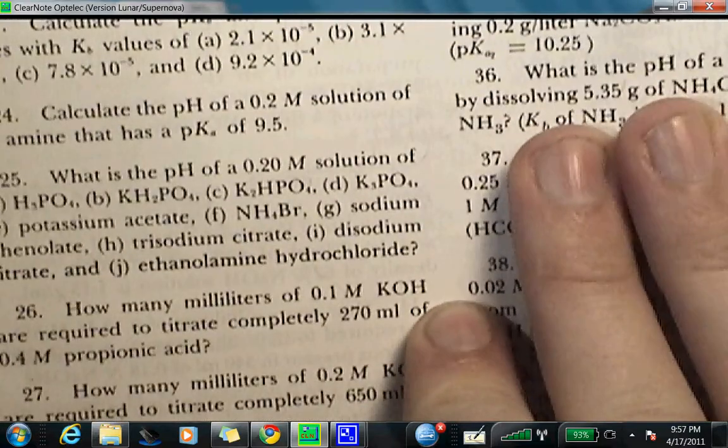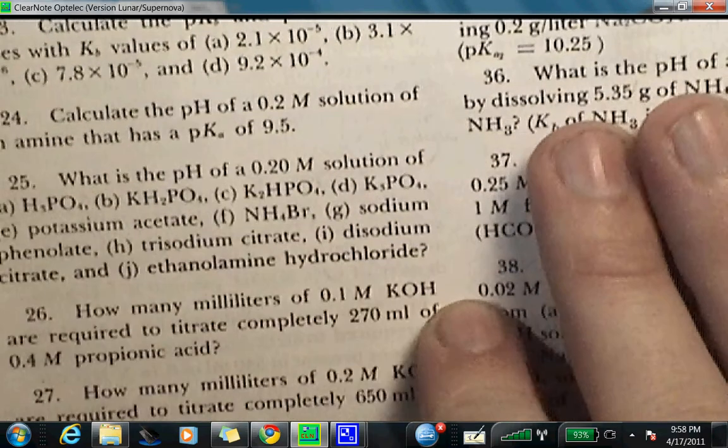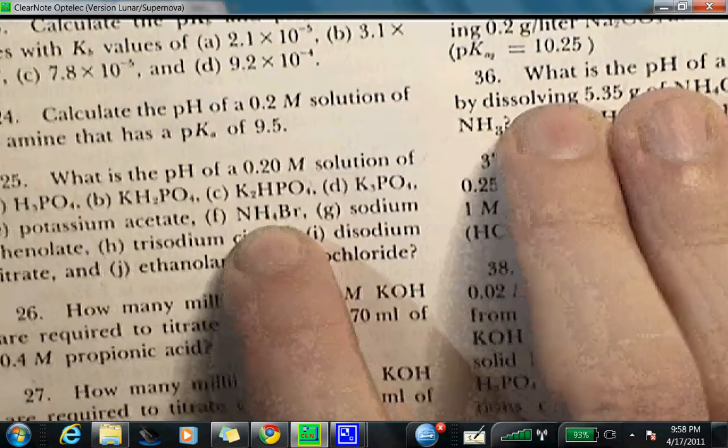So the question says, what is the pH of a 0.2 molar solution of, and then we're going to come down to F, NH4Br. So I'm first just going to do the problem.